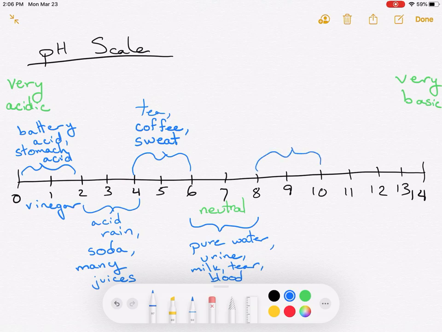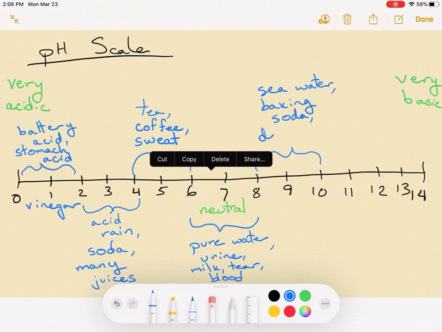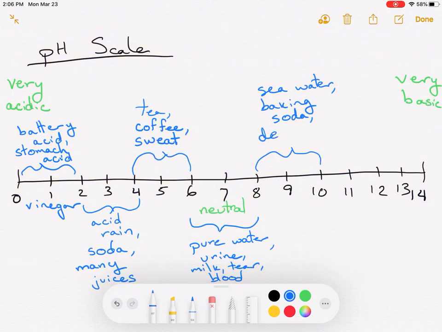All right. And then just a little bit more basic, between 8 and 9, we have things like seawater, which is actually a little bit basic. Let's see, baking soda, which is why we use baking soda as a neutralizer for acids so much, as it's slightly basic, which is super handy. And then in here, we also have deodorant.